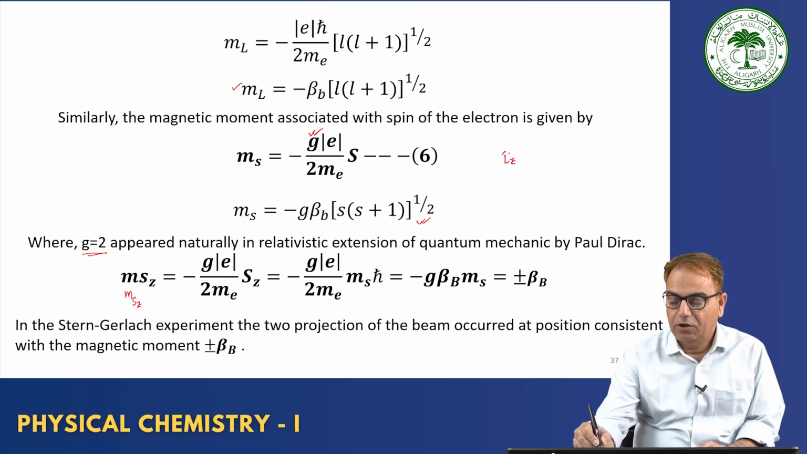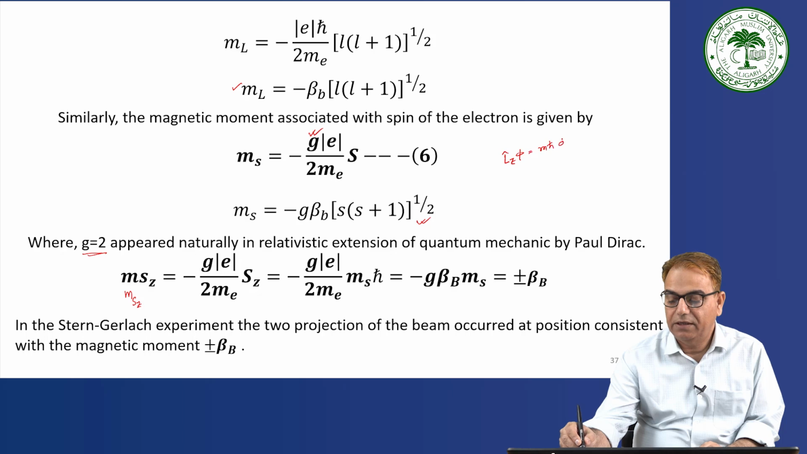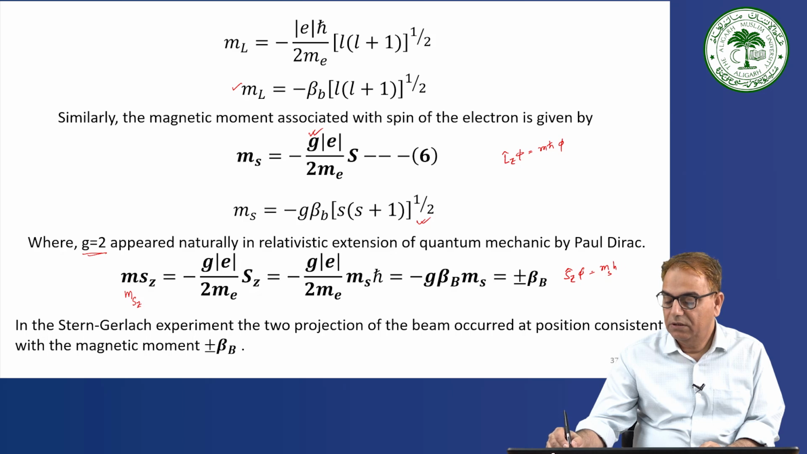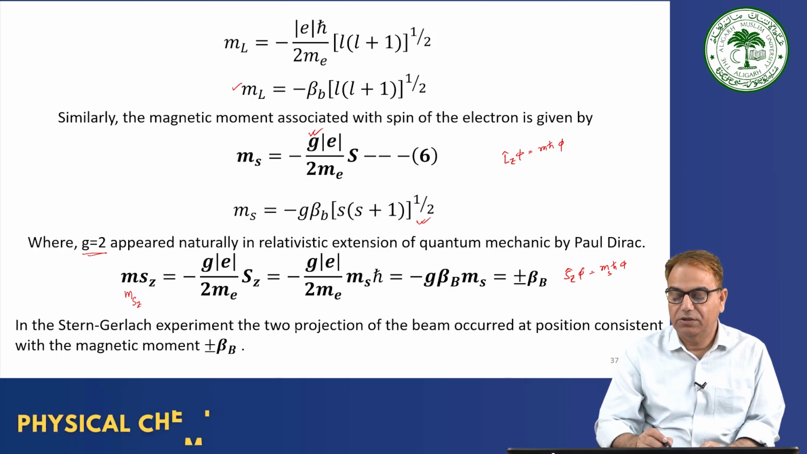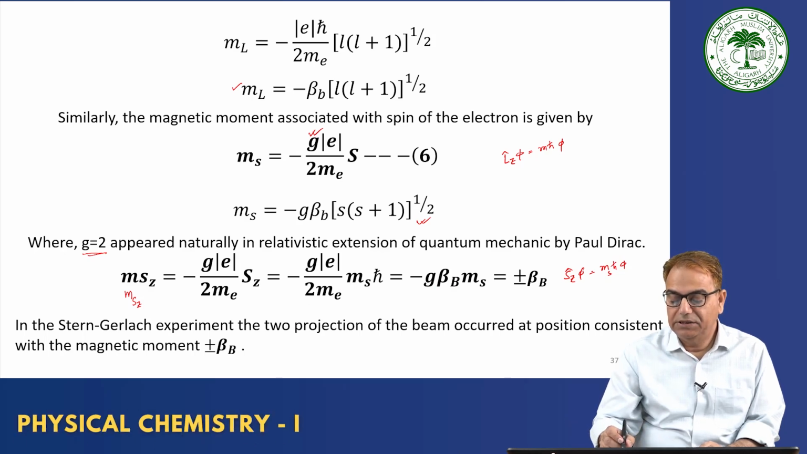In the case of L_Z operated on phi, it gives you M ħ phi. So in the case of S_Z operated on phi, it will give you M_S ħ into phi. So this relationship we have used, and the same thing we are extending to the spin momentum. So it's M_S ħ, and now you can write minus g beta_B into M_S, because this will be beta_B, and this we say is the unit, plus or minus beta_B.